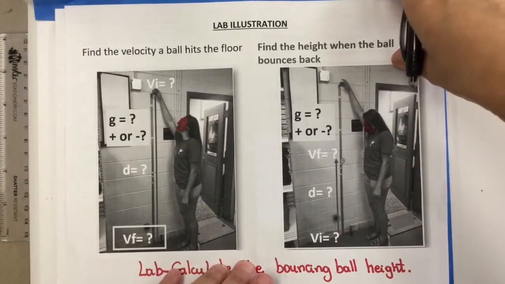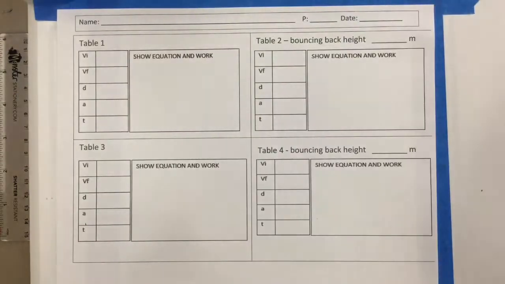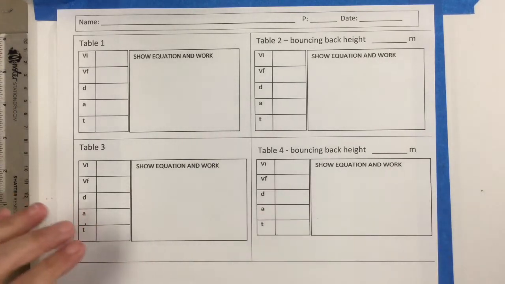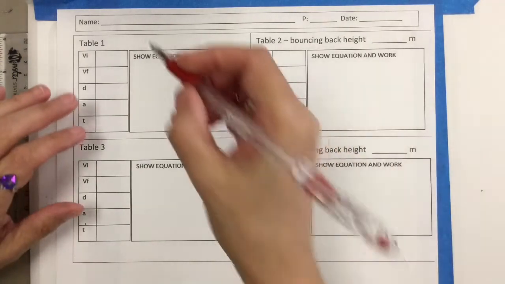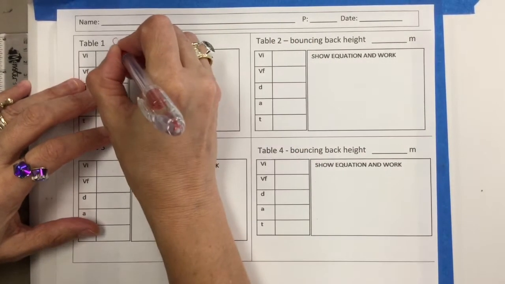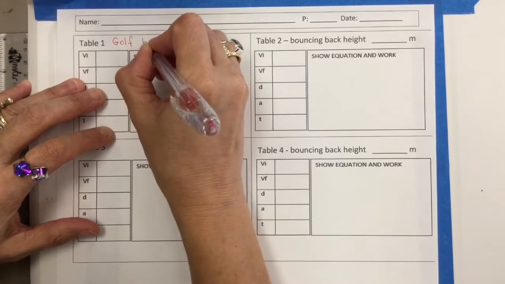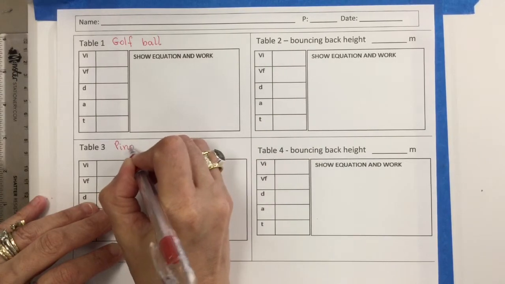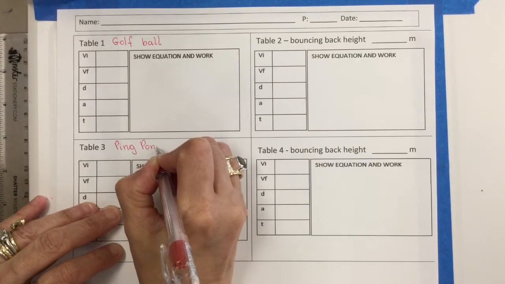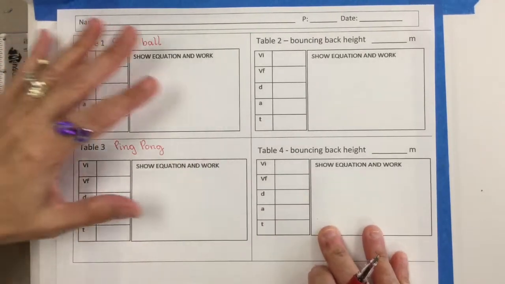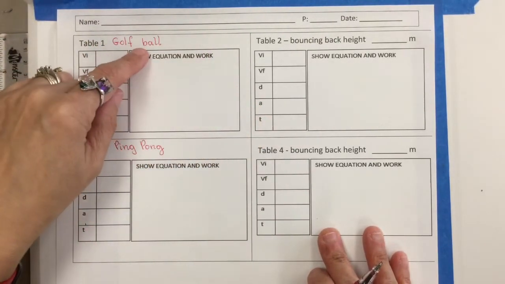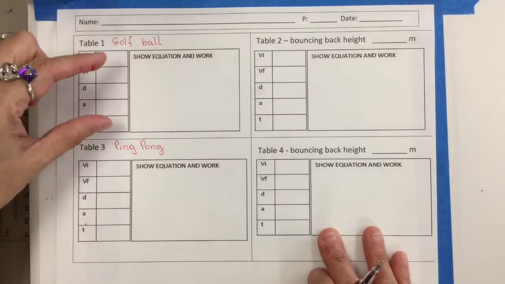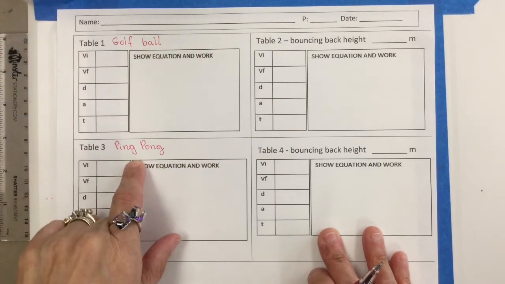So we are going to use some data from students. They did this lab in the classroom. We used two different types of ball: a golf ball, and the second one, a ping pong ball. I'm going to explain in detail how we did the golf ball, and you are going to use this explanation to complete the ping pong ball.